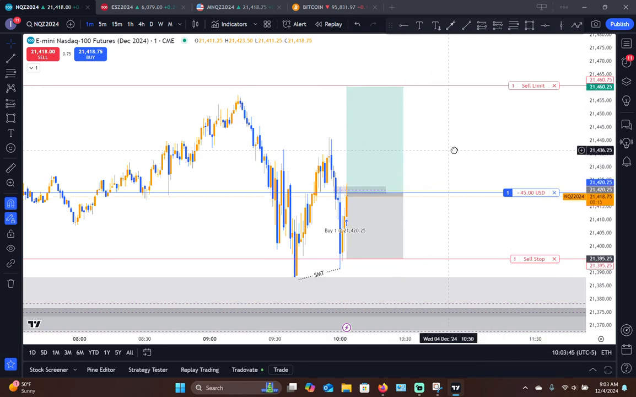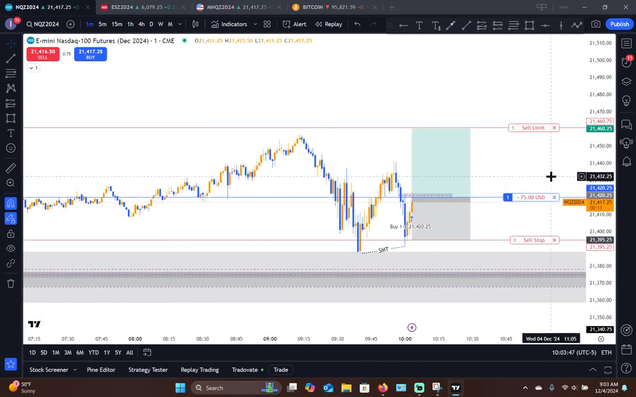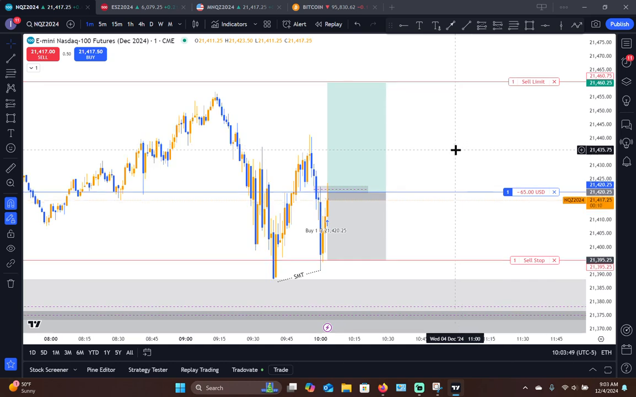Pretty good area, really, for my automatic TP. It's really good, like that.